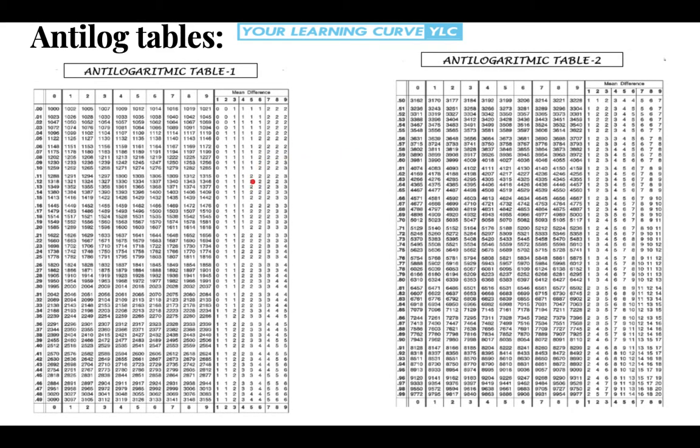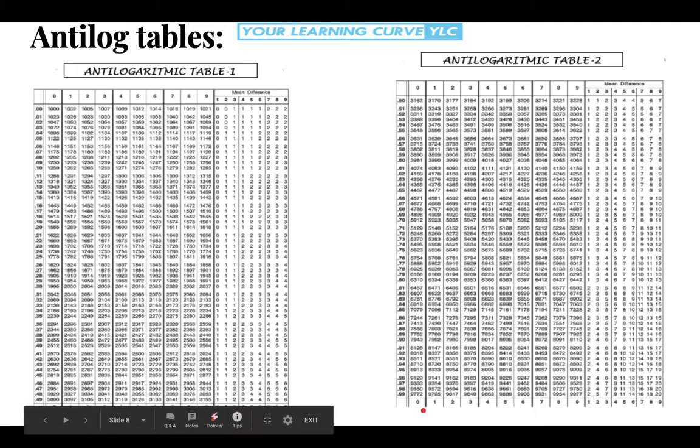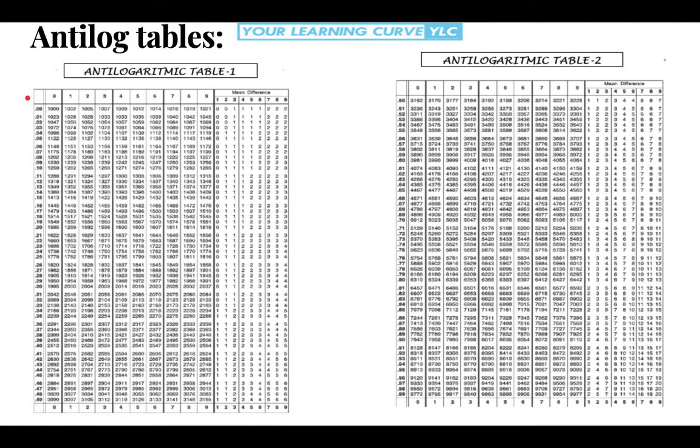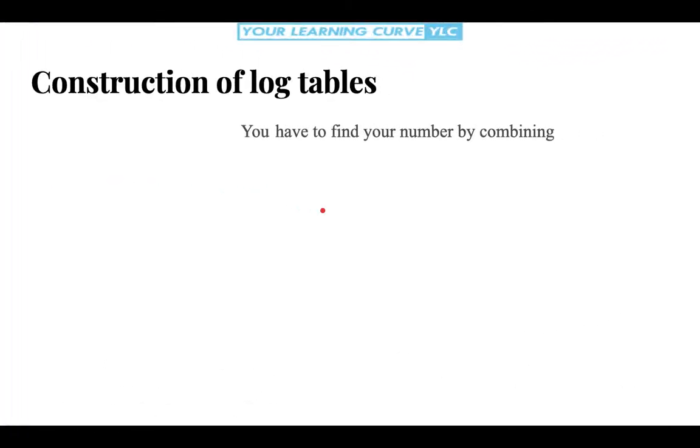Now let's see how anti-log tables look. The anti-log tables are almost similar in appearance, but the only difference is that here you see numbers starting from 0.00 instead of 10. It starts from 0.00 and goes to 0.99. The first row's construction is the same, 0 to 9, and then the mean difference. We have to use these things and calculate the logarithm.